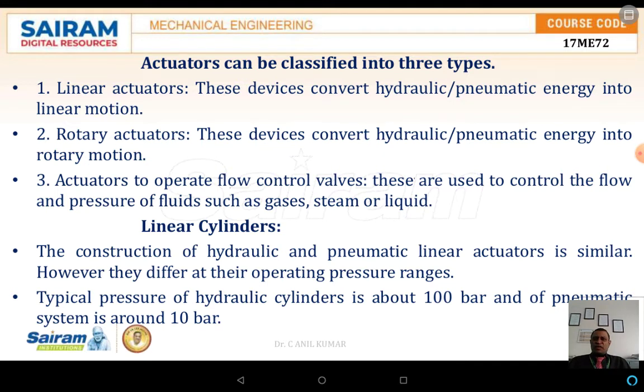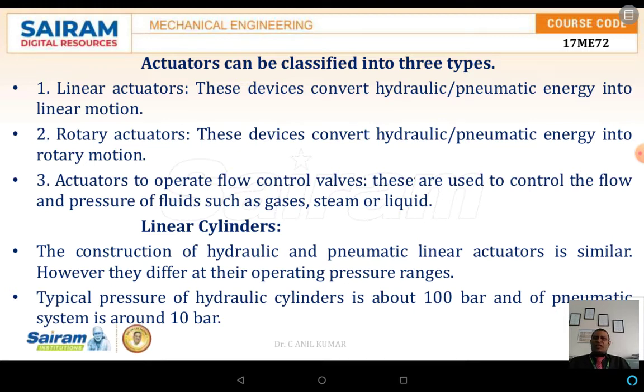The first one is a linear actuator, the second one is the rotary actuator, and the third one is the actuators to operate the flow control valve. These are used to control the flow as well as the pressure of the fluid, such as gases, or steam, or liquids.